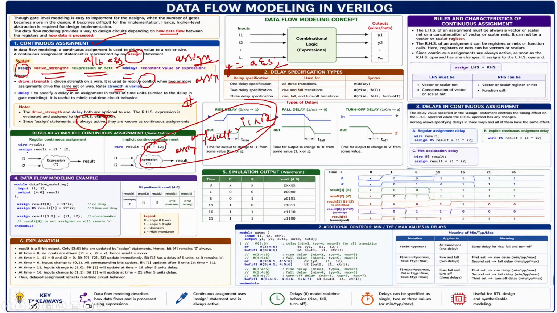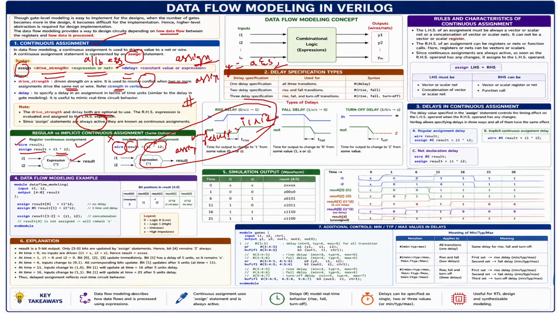So see here, implicit continuous assignment and regular assignments. See how we are representing: wire result we are taking, and assign result equal to I1 XOR with I2. So these are the regular continuous type of assignments. Implicit assignments means you are taking wire as the input, and then without using any assign statement you are giving the result directly. The wire is carrying the output directly. But don't go for this. Regular assignment is the best one.